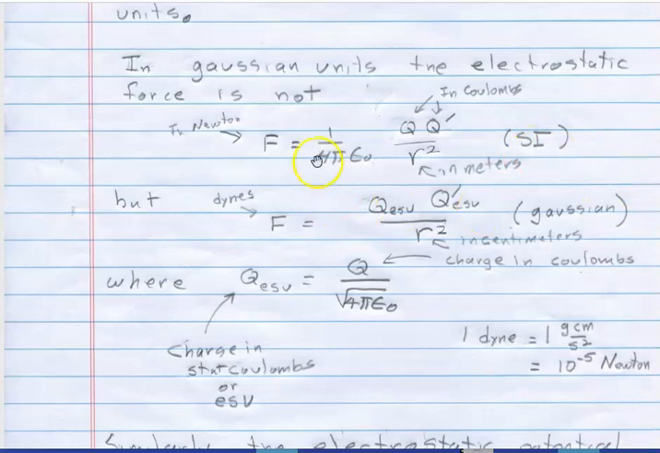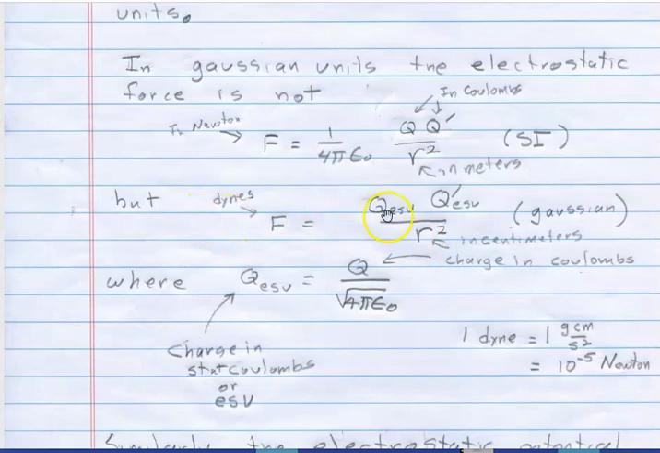However, many people write the electrostatic force in what are called Gaussian units, and that's this form here. They leave off this constant that nobody seems to know exactly where it came from anyway, this 1 over 4 pi epsilon naught. And in addition, they use the centimeter, gram, and second as opposed to the meter, kilogram, second.